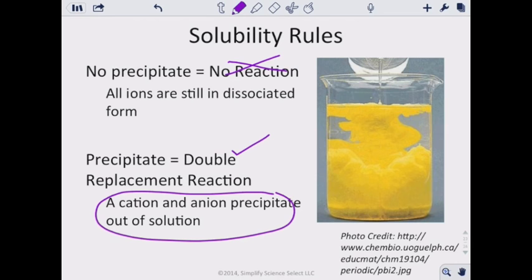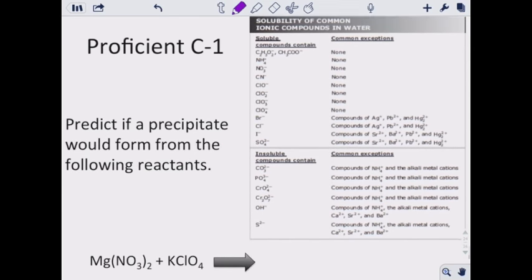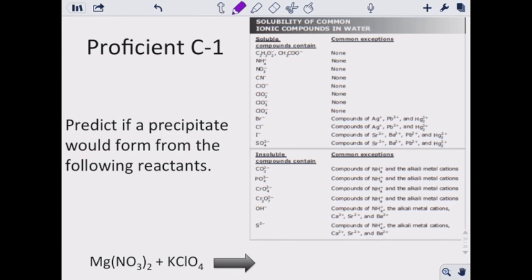We have to have a precipitate, and this is the classic example of it. We're putting two clear liquids together, and we produce that yellow solid. So let's jump into some examples to kind of get this. It says predict if a precipitate would form from the following reaction.